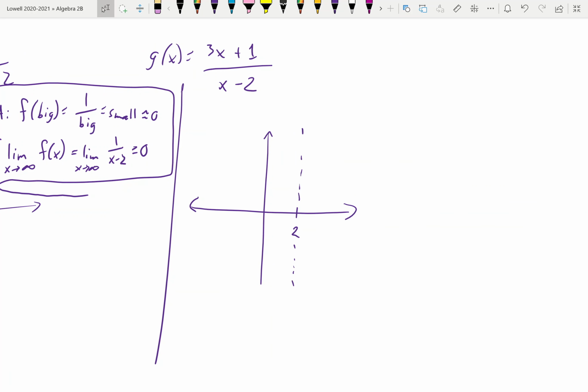And so this one, well, actually, we'll get back to that. I kind of spoiled it, but I'm going to do the same thing to find a horizontal asymptote, which is I'm going to plug in a big value for x. Okay, so what happens here? Well, if I literally just plug it in, I'll get 3 times some big number plus 1 over that big number minus 1.